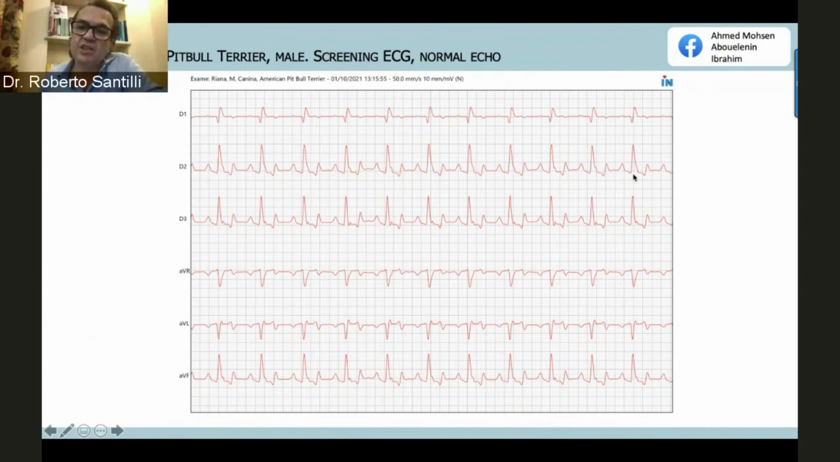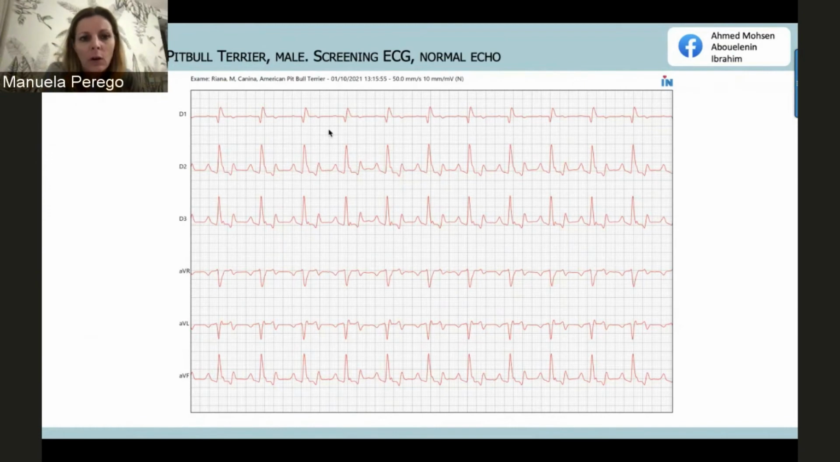Why, in your opinion, can the positive deflection on the descending branch of the R wave not be considered an atrial deflection?